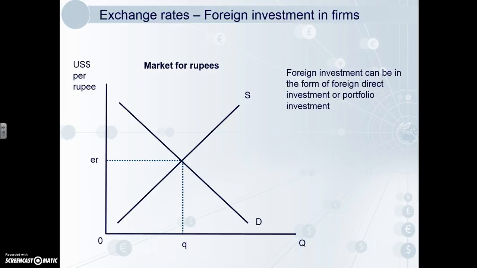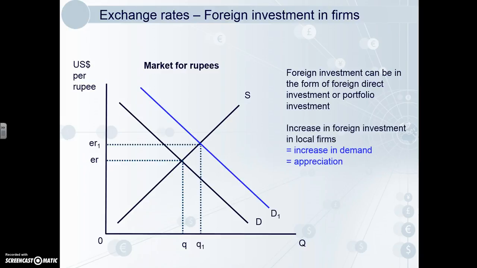Next is foreign investment in firms. Investment in companies can be foreign direct investment or portfolio investment. You'll learn about these a bit more later in the course. The effect on the exchange rate is quite simple. An increase in investment in Indian firms will mean that more rupees are demanded by the investors. So there's money coming from overseas invested in Indian firms. So they have to buy the rupees to invest. This will increase demand, therefore appreciation.